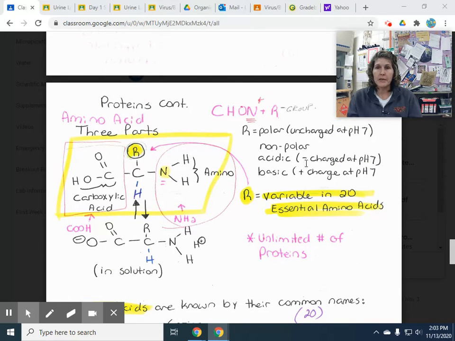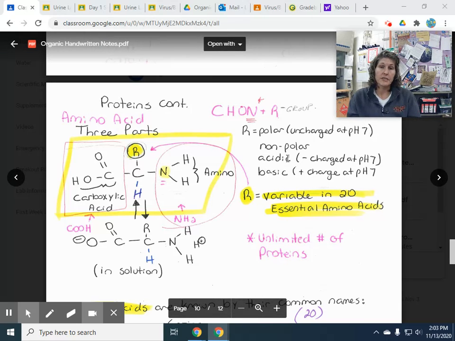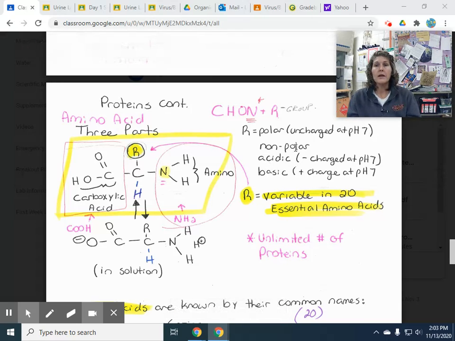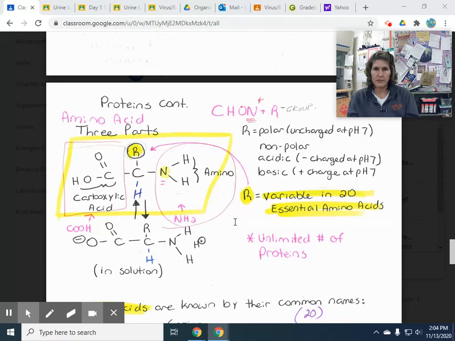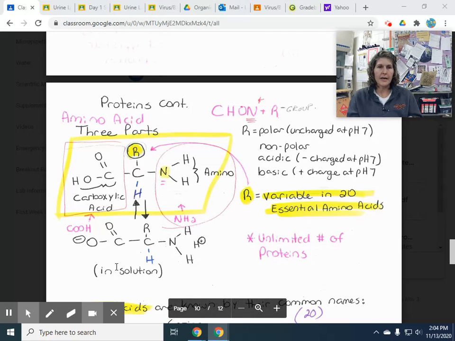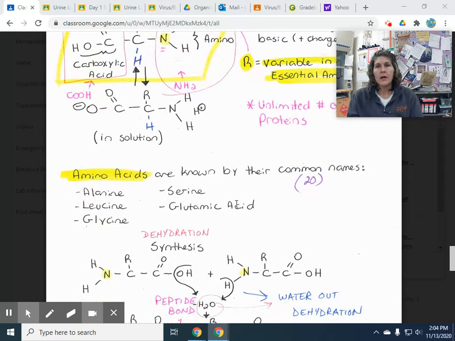So that R group, we said can be polar and uncharged at a pH of 7. It can be nonpolar. If it's acidic, it's negatively charged at a pH of 7. If it's basic, we have a positive charge at a pH of 7. So usually what you're going to see is that your COOH group, your carboxyl group, has more of that negative charge, has more of an acidic end to it, and your amino has more of a basic end to it.